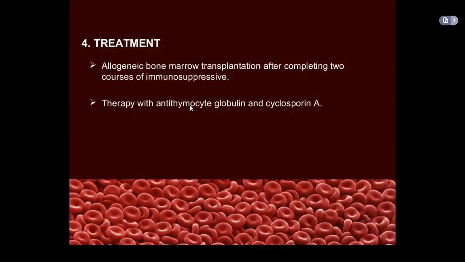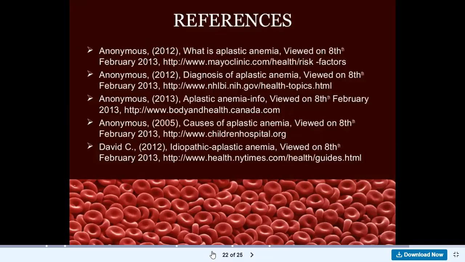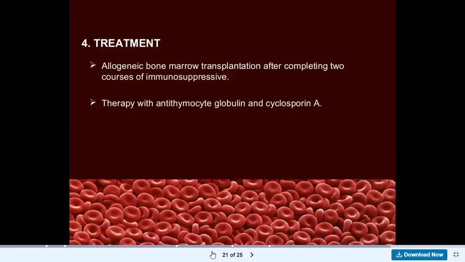And then cyclosporin also is a cytostatic drug that will reduce the immune attack of your bone marrow. So they will help to suppress the immune system to prevent attack or destruction of your bone marrow cells. Yeah, so basically, that is everything you need to know about aplastic anemia.